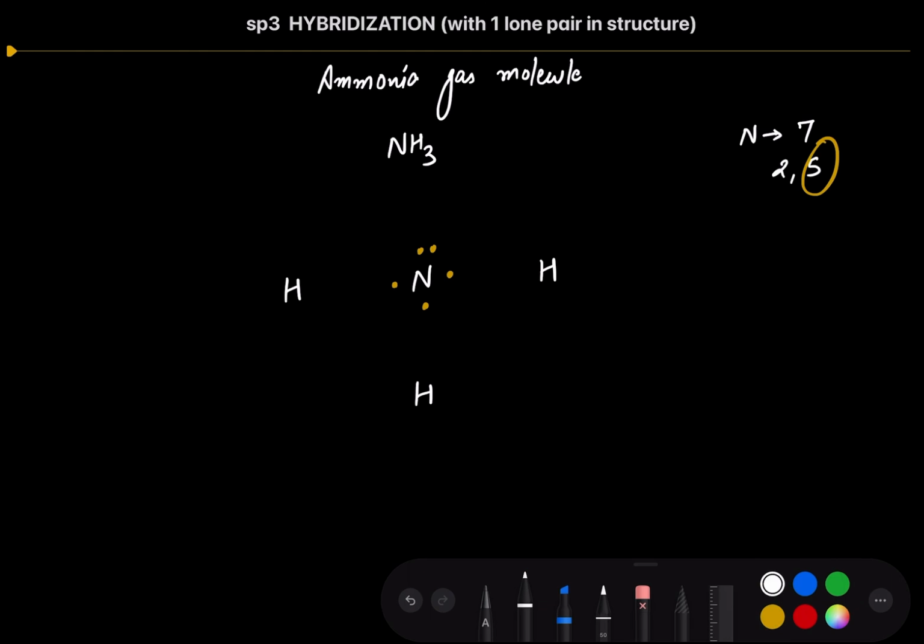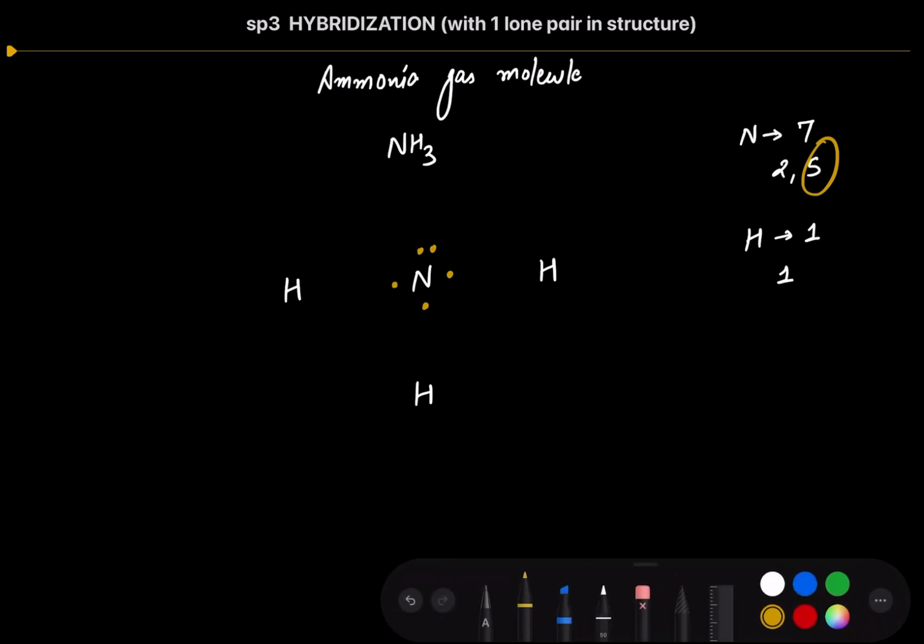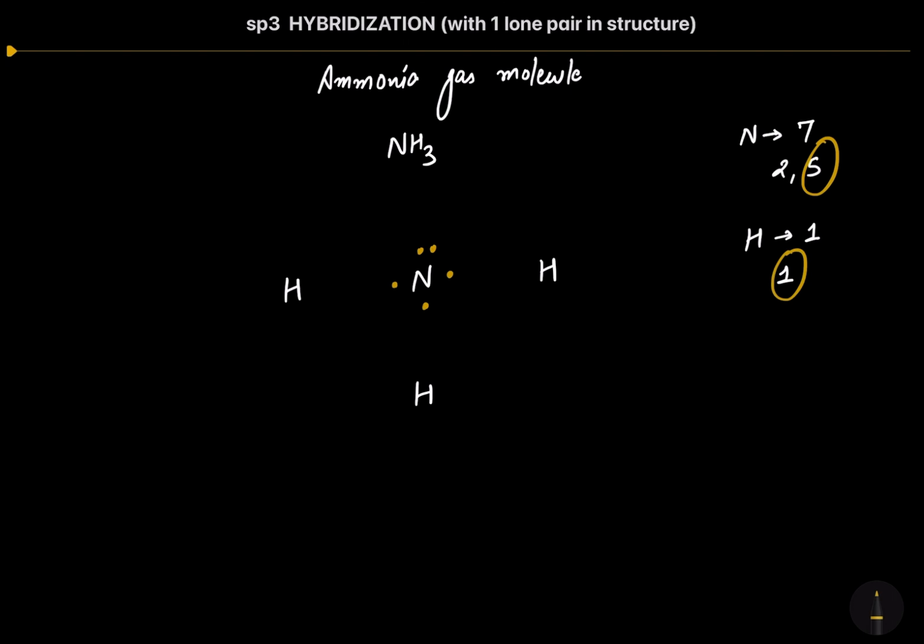Now let's talk about the hydrogen. What's the atomic number of hydrogen? That's 1. So the configuration will be 1. That means hydrogen has only 1 electron in its valence shell. So I'm going to mark 1 electron with each hydrogen. That's the first hydrogen having 1 electron, the second hydrogen having 1 electron, and the third hydrogen having 1 electron.